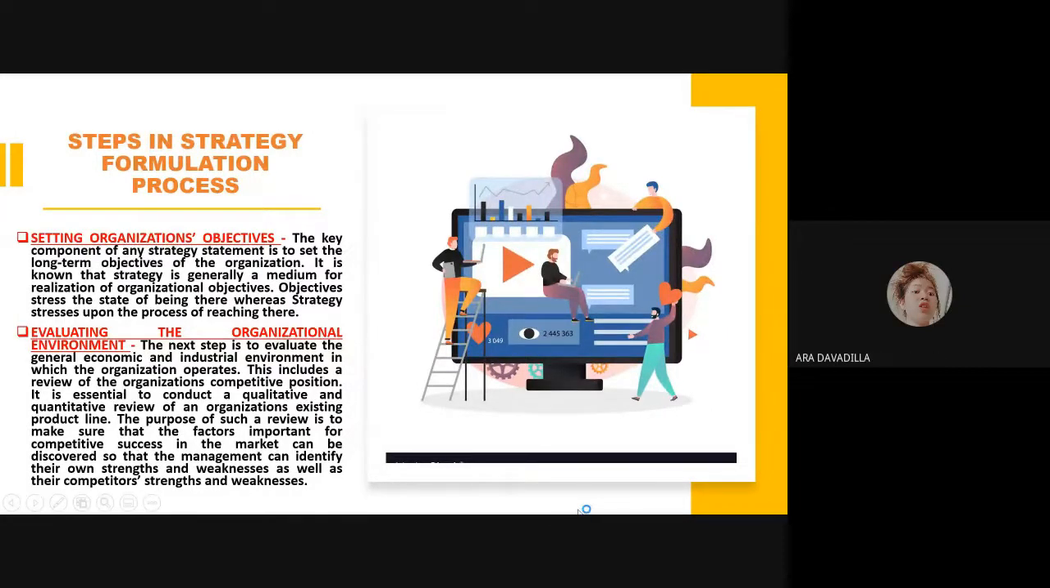Evaluating the organizational environment. The next step is to evaluate the general economic and industrial environment in which the organization operates. This includes a review of organization's competitive position. It is essential to conduct a qualitative and a quantitative review of an organization's existing product line. The purpose of such a review is to make sure that the factors important for a competitive success in the market can be discovered so that the management can identify their own strengths and weaknesses as well as their competitors' strengths and weaknesses.